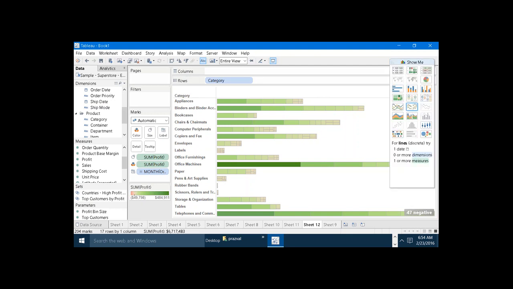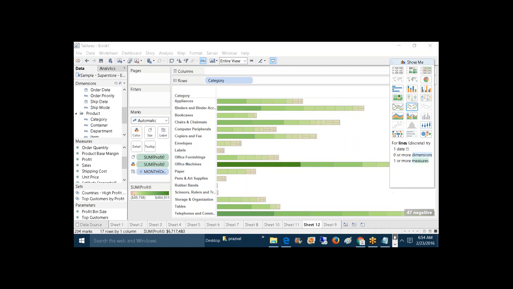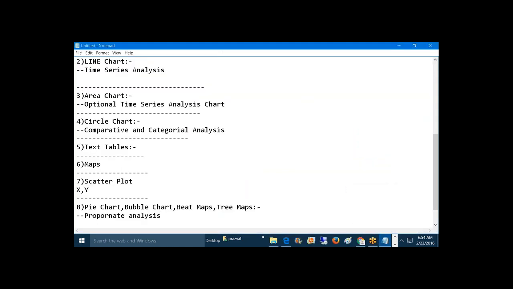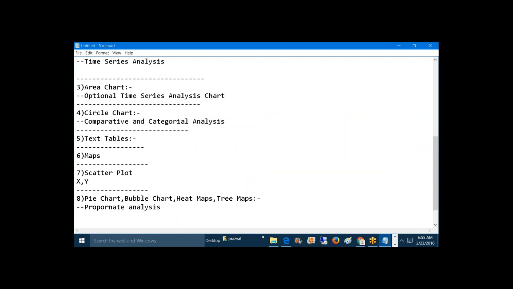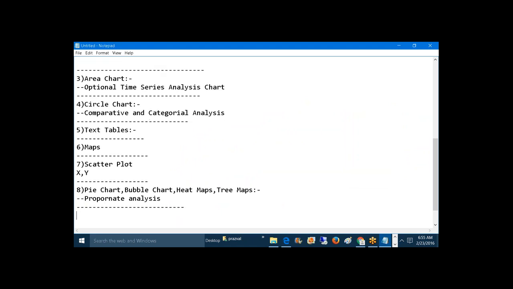The next type of chart is the box and whisker plot. Before going to the box and whisker plot, all these four types of charts will perform only univariate and bivariate analysis, because they support either one or two measures. Next, number 9, box and whisker plot.